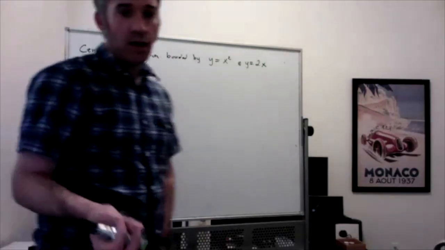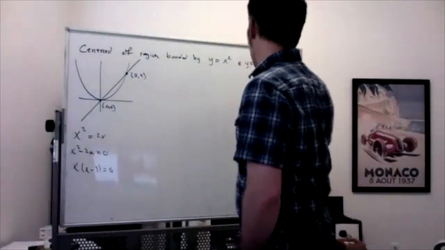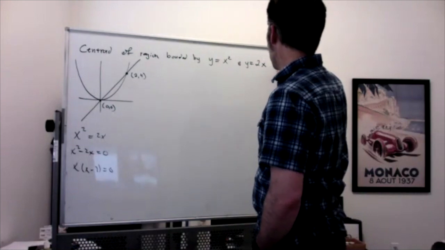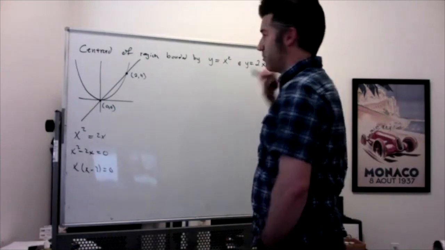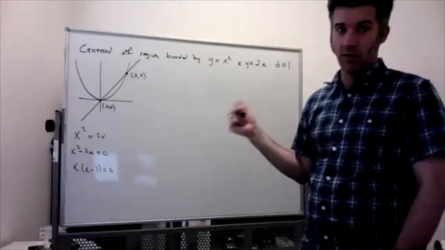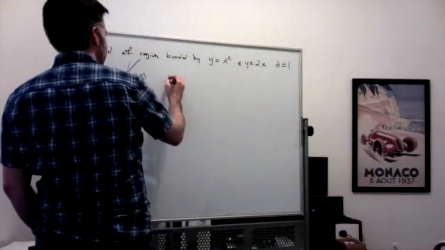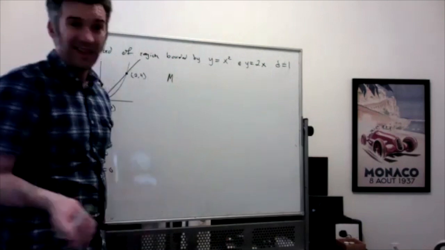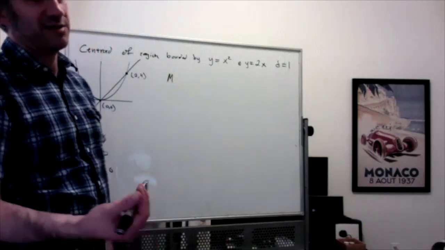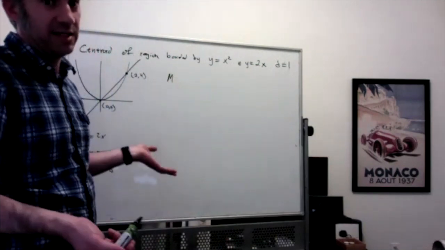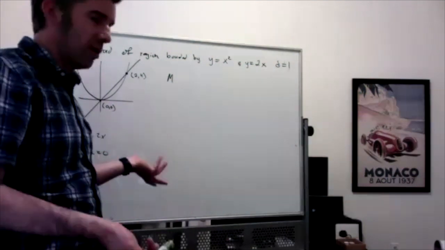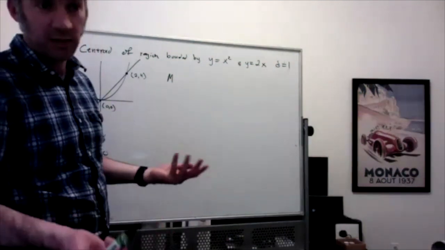Again, I'm going to make the assumption the density is equal to 1, uniformly dense no matter what x or y is. So when I find the mass, I'm really just finding the area, because the mass is the density times the area. The density is 1, so the area and the mass are going to be the same.